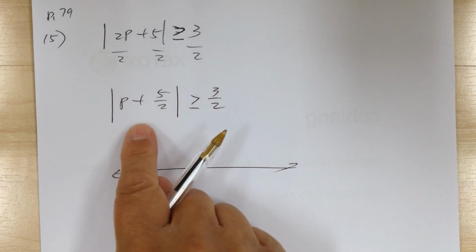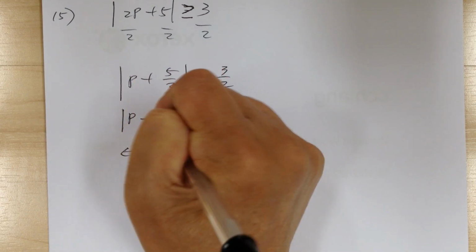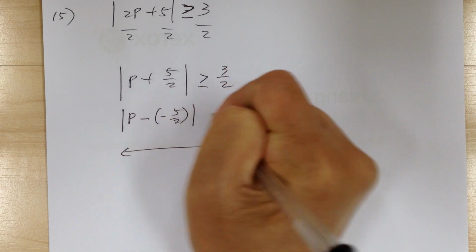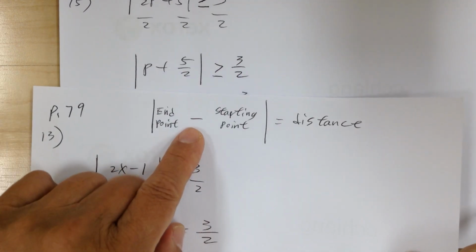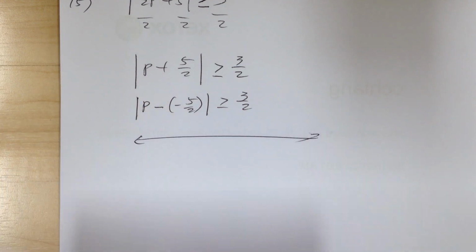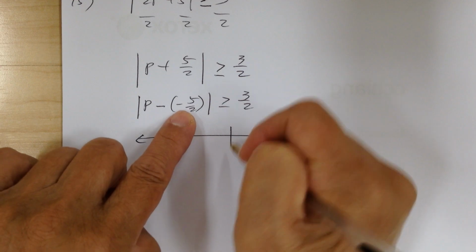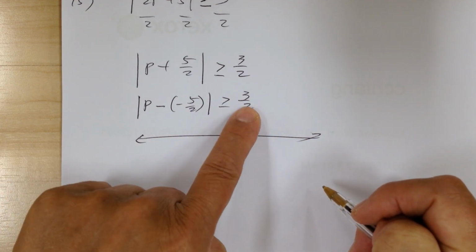Before we do that, we need to make this into subtraction. So we have to make it p minus negative 5 over 2. We need to do that because we need to follow this format. So you have to make it into minus. So plus breaks into minus minus. So that means your starting point is negative 5 over 2. Okay? Now your distance is 3 over 2.